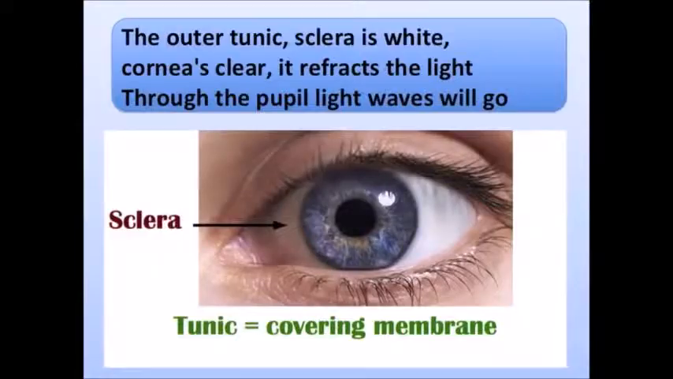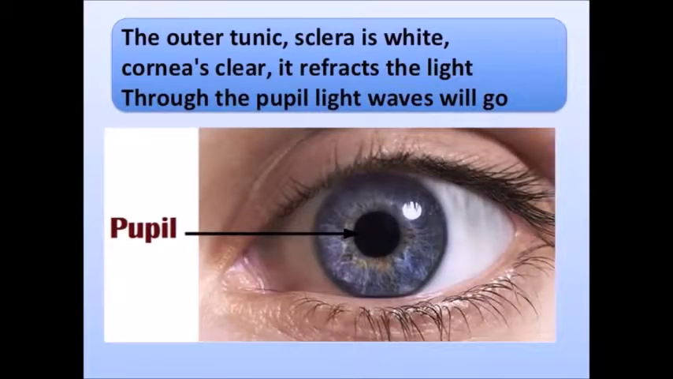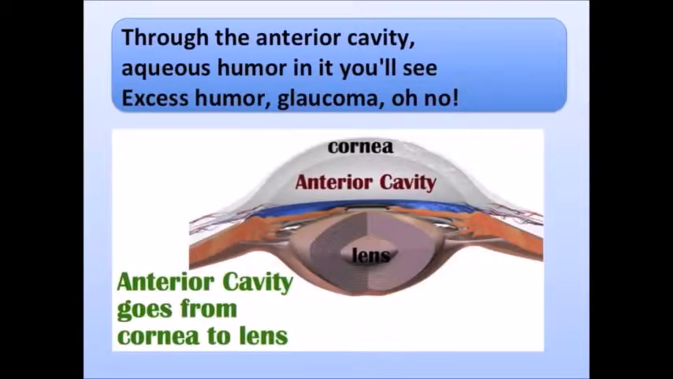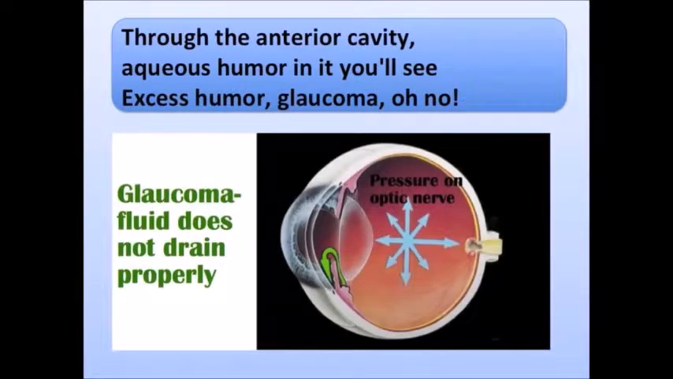The outer tunic, sclera is white, cornea's clear, it refracts light. Through the pupil, light waves will go. Through the anterior cavity, aqueous humor in it you'll see. Excess humor, glaucoma, oh no.